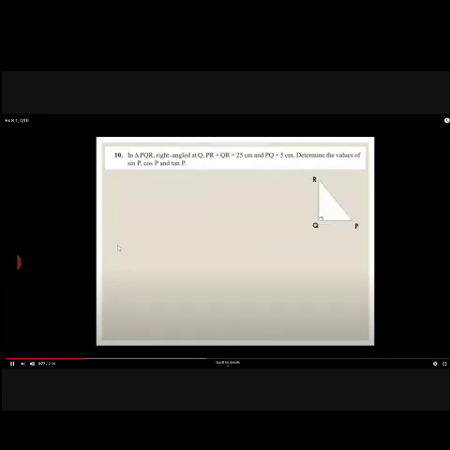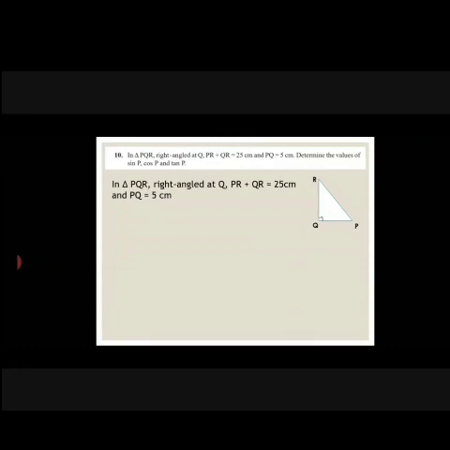So let us make the triangle first of all. We made the triangle. Now what is given to us? It is given to us that PR plus QR is equal to 25 centimeters and PQ is 5 centimeters. I need to find the values of these ratios. So I take, first of all, one of the unknown sides, PR or QR, to be X. Here I have taken QR to be X.